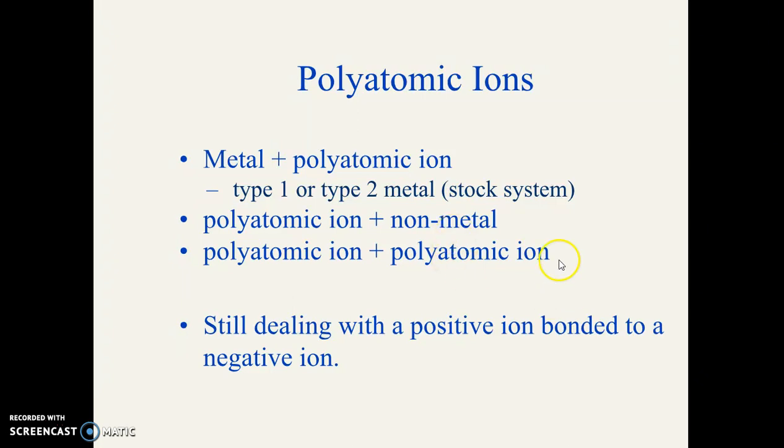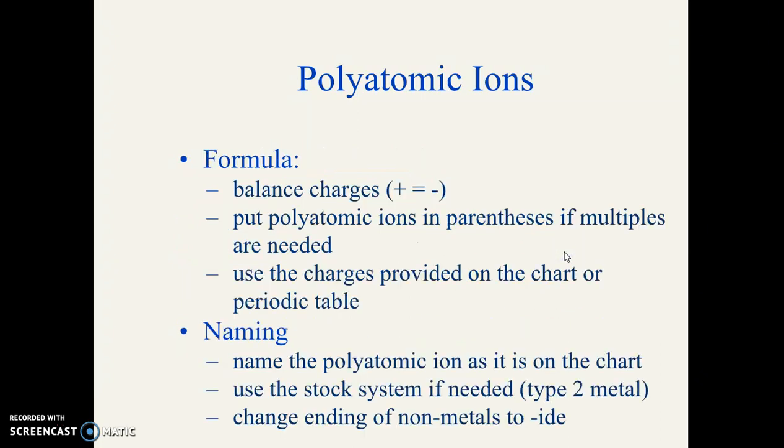But you're still going to be balancing charges. So when you write the formula for these, you're still balancing charges. The positives must equal your negatives. But because the polyatomic ions are groups of things, if I need multiples of that group, I'm going to have to put it in parentheses. And I'm going to just use the charges provided on the chart. I don't have to calculate the charges myself. If it says it's a 3- charge, then that's the charge that I use for that polyatomic ion.